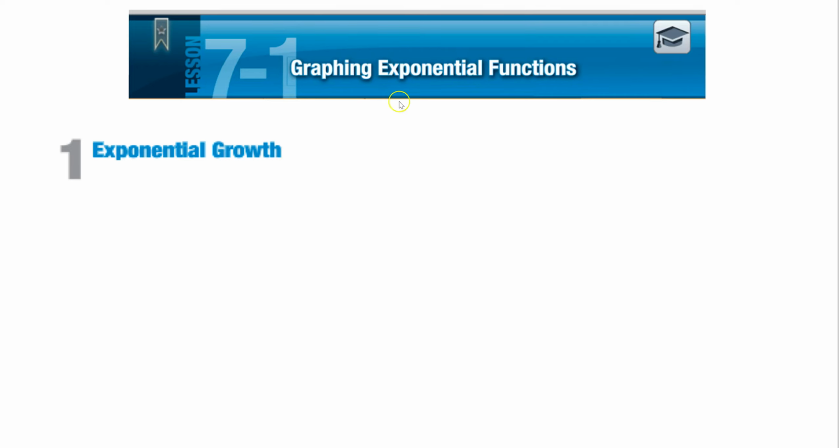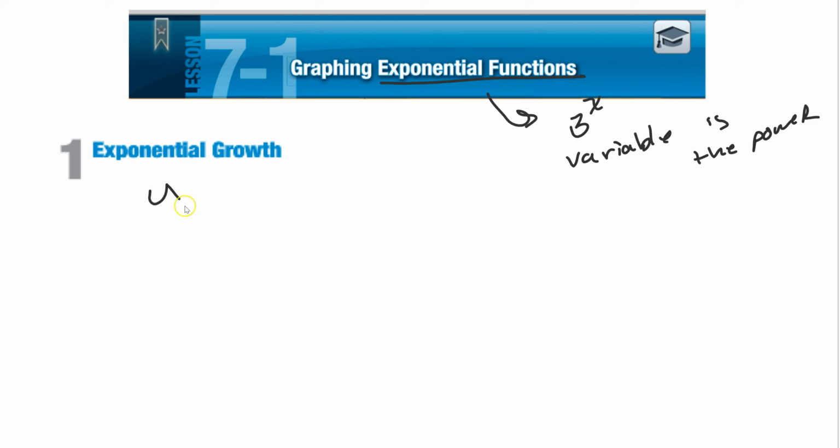7.1 Graph and exponential functions. So first let's talk about what an exponential function is. An exponential function is a function where the variable is a power. So it's something like 3 to the x. So the variable is the power. That's an exponential function. So it's going to be something to that effect, or something to this effect.